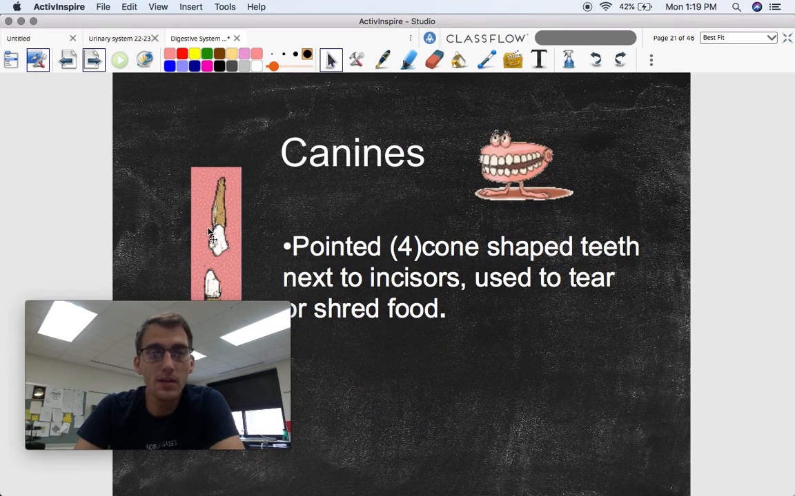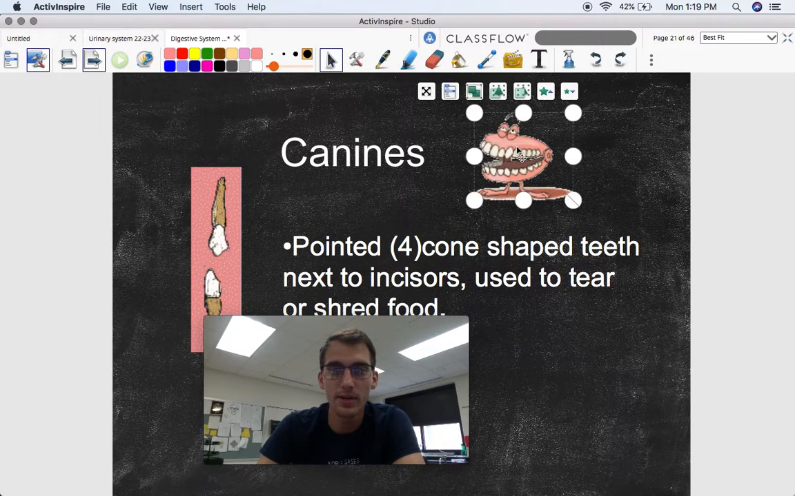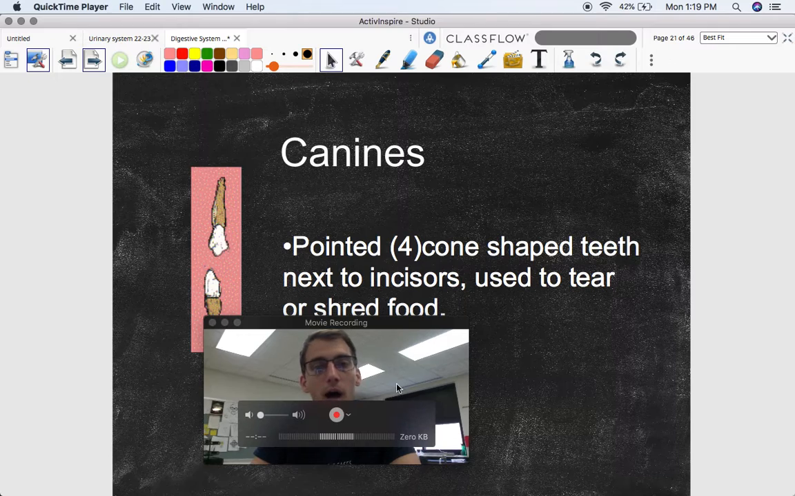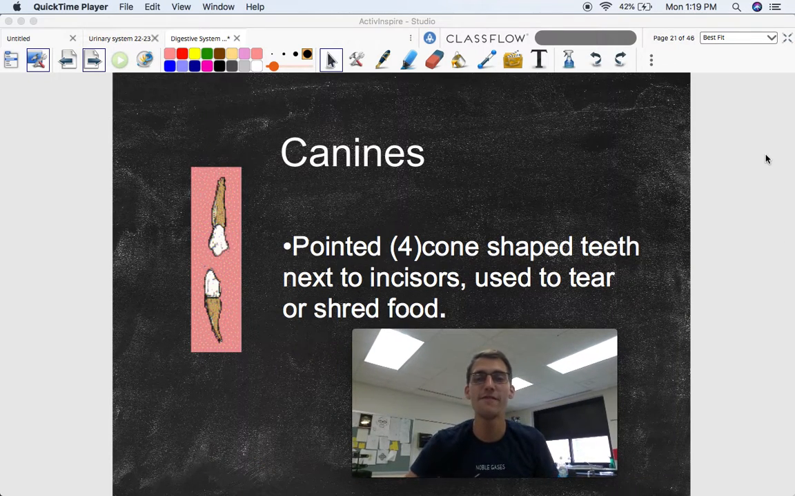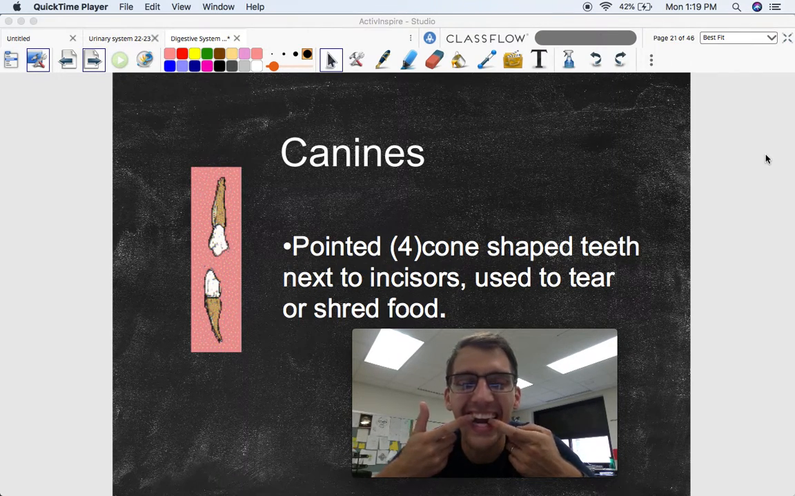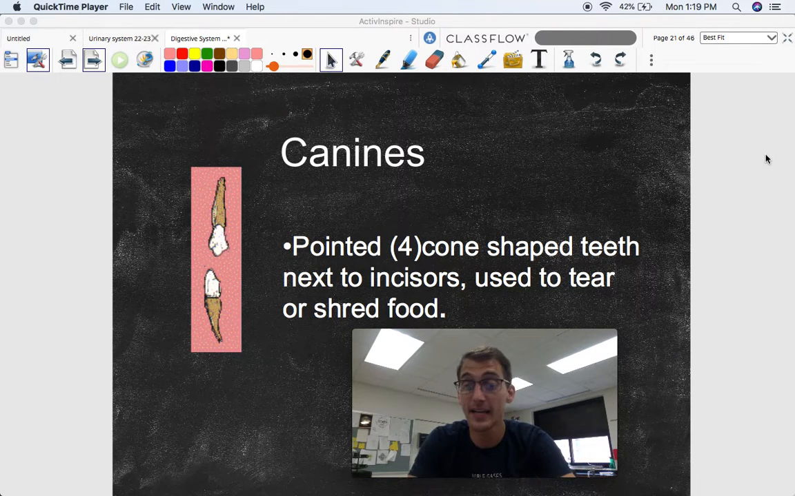And then finally, you have your canines. I'm gonna get rid of this GIF. It's creeping me out. Your canines. You have four pointed cone-shaped teeth next to the incisors, and they're used to tear or shred food. So your canines are right here. Right, if you had fangs, that's what those would be.